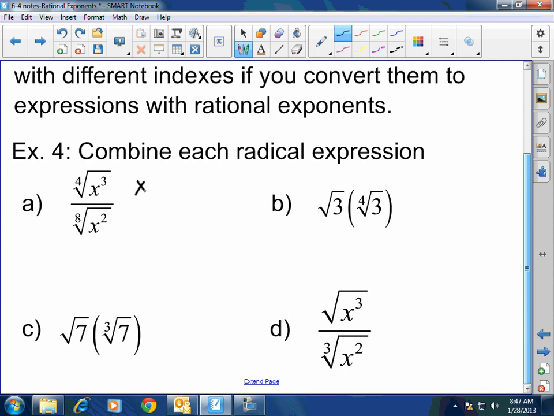For example, this is x to the 3/4 over x to the 2/8, which equals x to the 3/4 over x to the 1/4 when I reduce. And guess what? I have the same base x. They're being divided. What do I do to the exponents when I'm dividing the same base? I subtract them. So this is going to be x to the 3/4 minus 1/4, which is 1/2, or square root of x. I hope that makes sense to everybody.